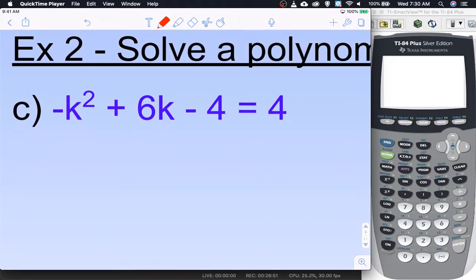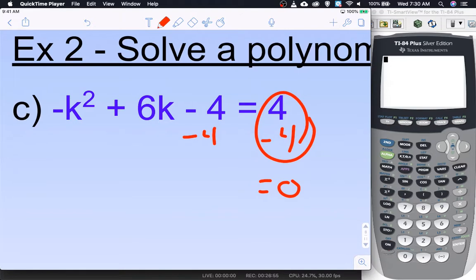All right, so I'm going to start by subtracting 4 on both sides because we got to make this set equal to 0, or else we can't use the zero product property. Negative k squared plus 6k minus 8 equals 0.